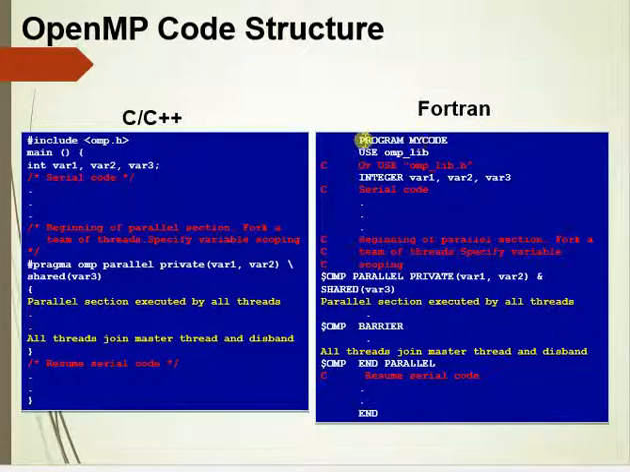Now this is how the structure looks in Fortran. We use the OMP library, three integers, 1, 2, 3. Here is the beginning of the parallel section by the syntax OMP parallel private variable 1, 2 and shared variable 3. Here is the execution of the parallel threads simultaneously. It uses a barrier, which means all the threads wait at one point until all threads have executed. All threads join the master thread and finally it is disabled.